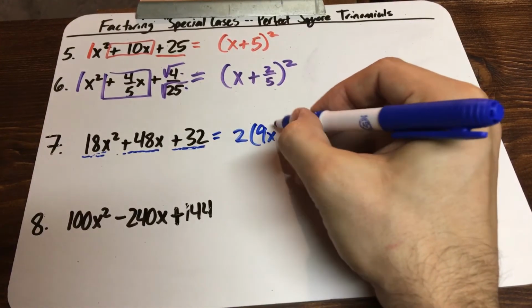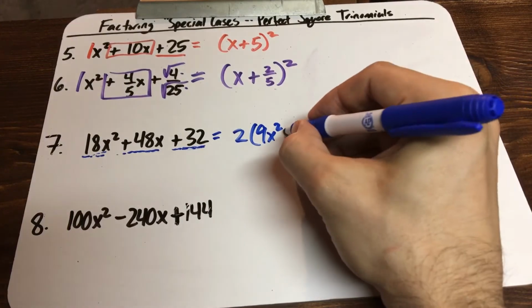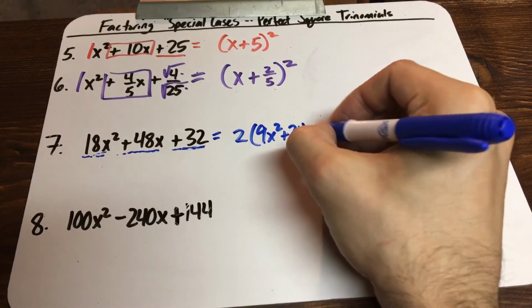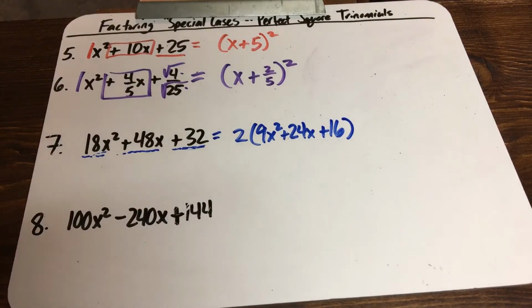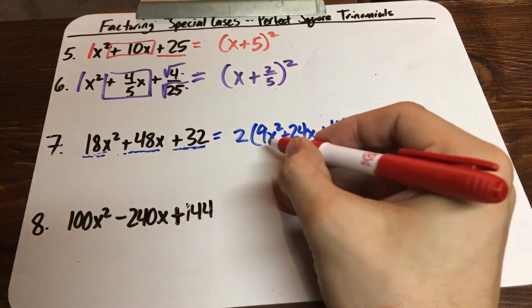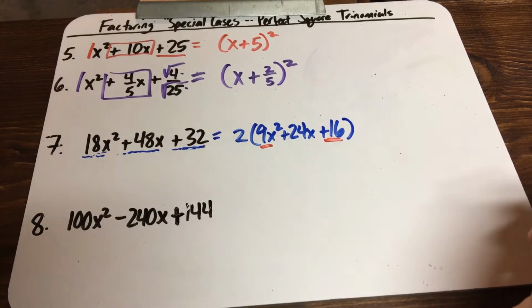Instead of 18, 18 divided by 2 is 9. Instead of 48, 48 divided by 2 is 24. Instead of 32, 32 divided by 2 is 16. And now look what we have. Is this a perfect square trinomial?